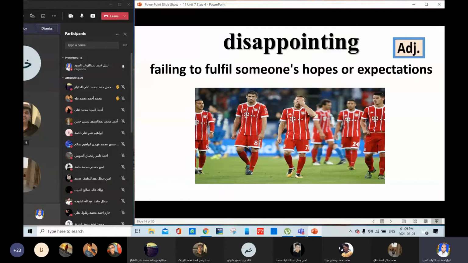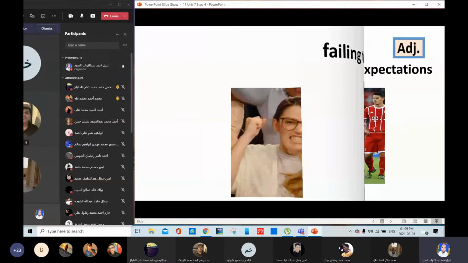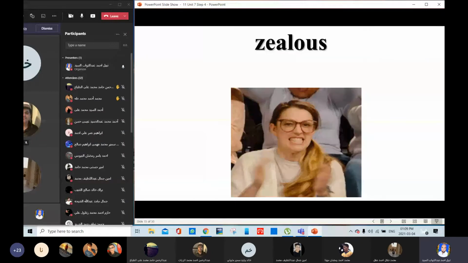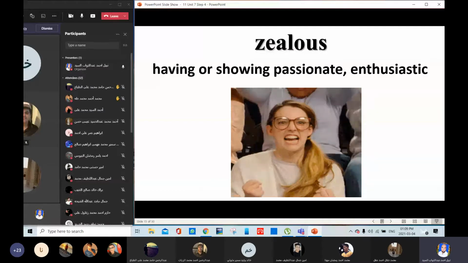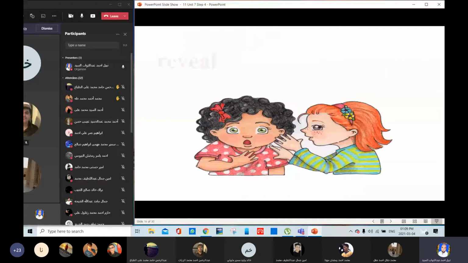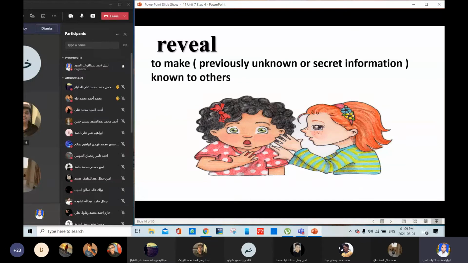Zealous. Zealous is an adjective describing a person or people. Having or showing passionate, enthusiastic. So zealous means enthusiastic. Reveal. Reveal is a verb. Reveal, to make previously unknown or secret information known to others. Look at the girl. She is revealing a secret to her friend. She is telling someone a secret.